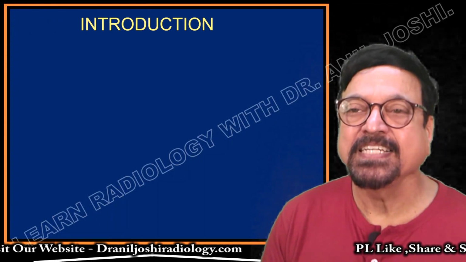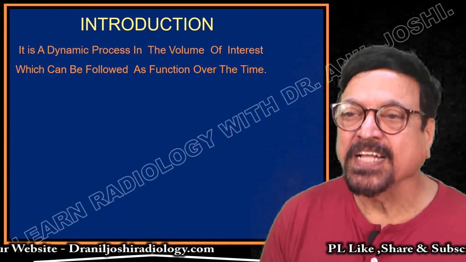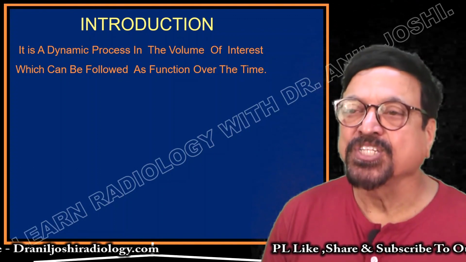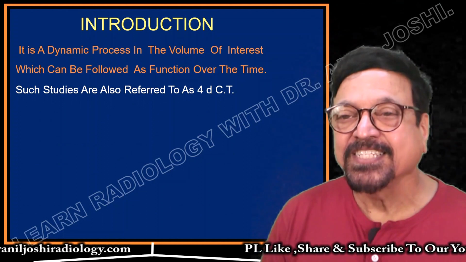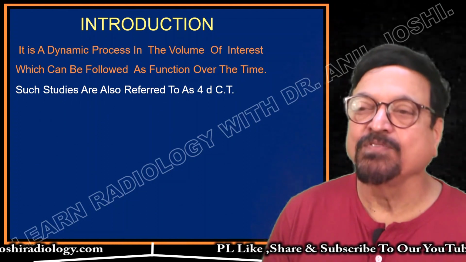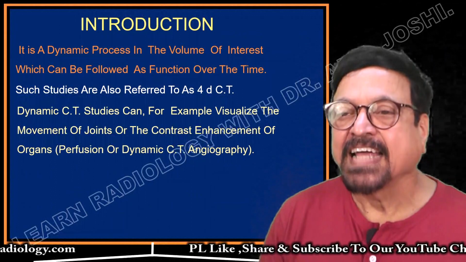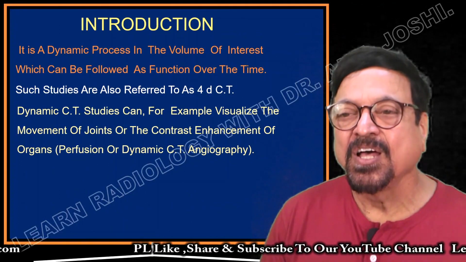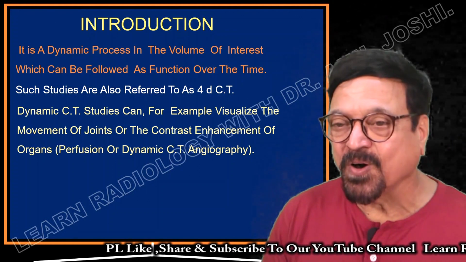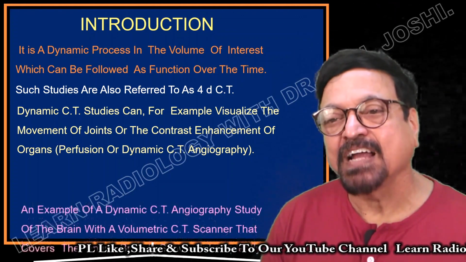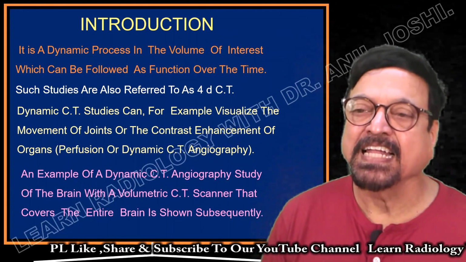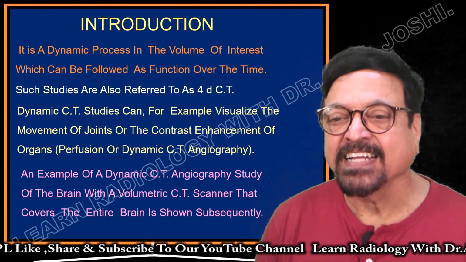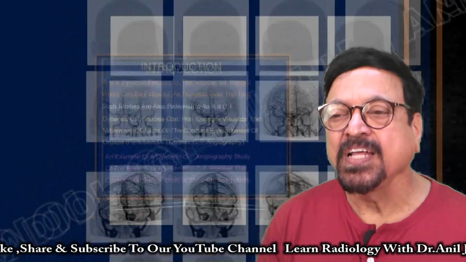Now what is a dynamic CT? A dynamic process in the volume of interest can be followed as a function of time. Such studies are also referred to as 4D CT. Dynamic CT studies can, for example, visualize the movements of a joint, or the contrast enhancement of organs, perfusion, or dynamic CT angiography. An example is a dynamic CT angiography study of the brain with a volumetric CT scanner that covers the entire brain, shown subsequently.